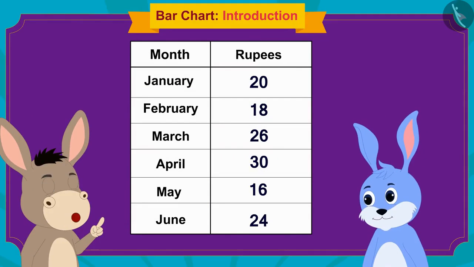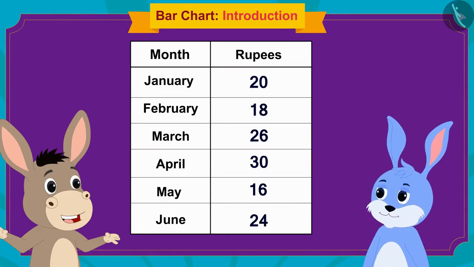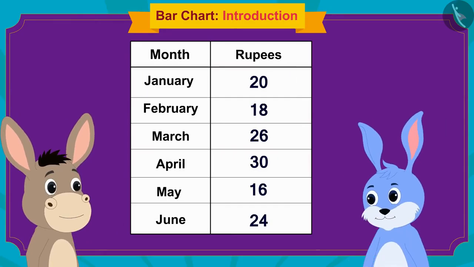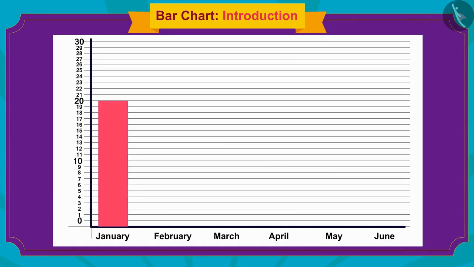Bunny, can you look in your table and tell me how much money you saved in the month of January? 20 rupees. Bhola now made a thin rectangle over the month of January whose length was going up to the number 20 written on the vertical line.